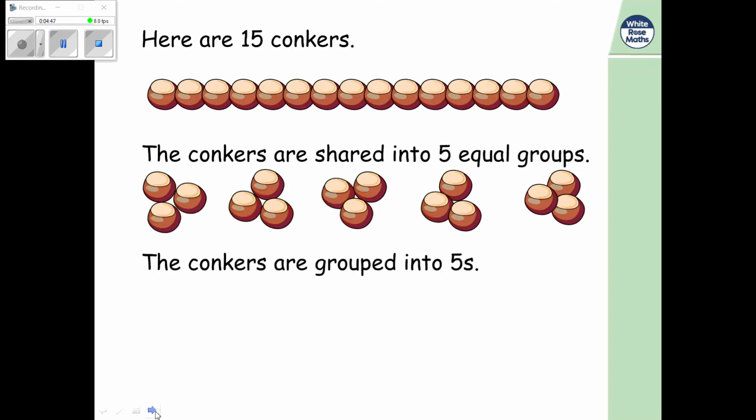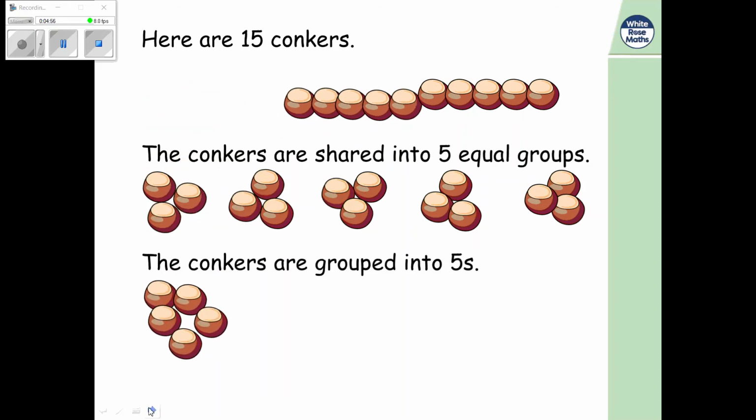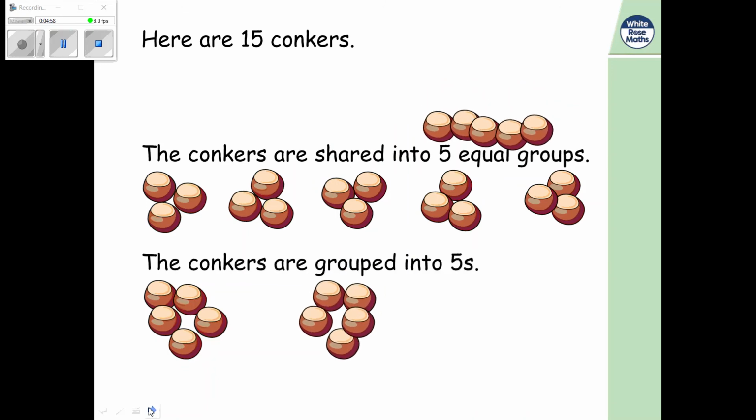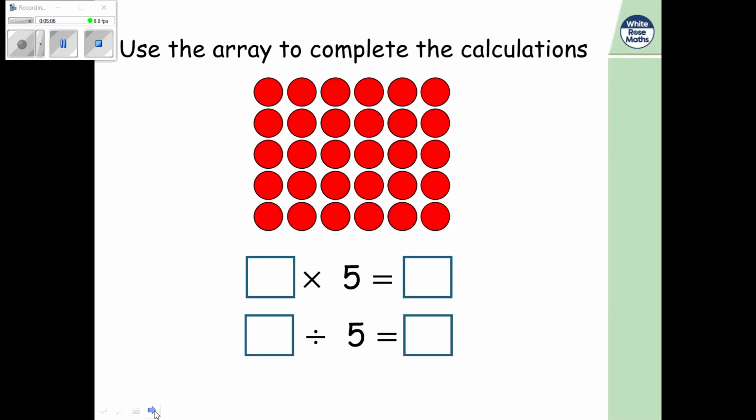So now again, here are 15 conkers. The conkers are grouped into 5, so they're going to be grouped into groups of 5. So 1 group of 5, 2 groups of 5, 3 groups of 5. So this is when they're sharing, and this is when they are grouping. So 15 divided by 5 equals 3 for both of them there.